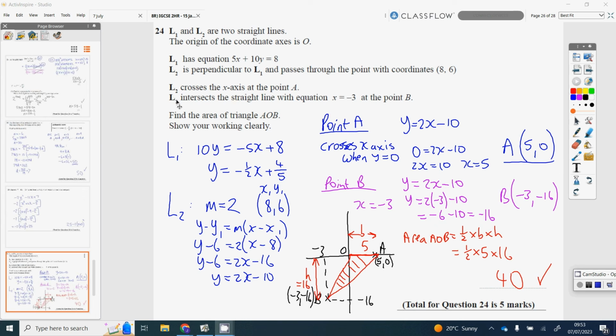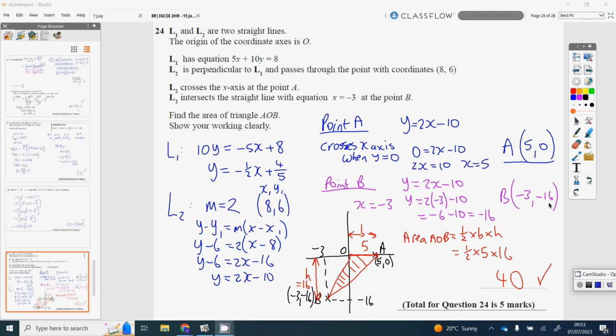Now, secondly, I'm told line 2 intersects the line x equals minus 3 at the point B. So x equals minus 3. So substitute in minus 3 into your line 2. So y equals 2 lots of minus 3, minus 10. So our y coordinate is minus 16. So B is (minus 3, minus 16).